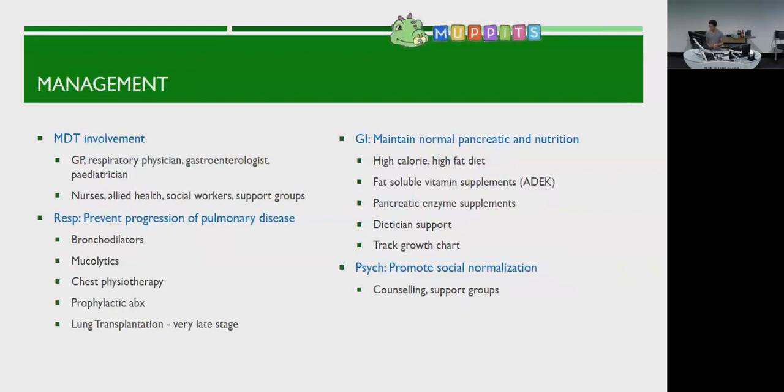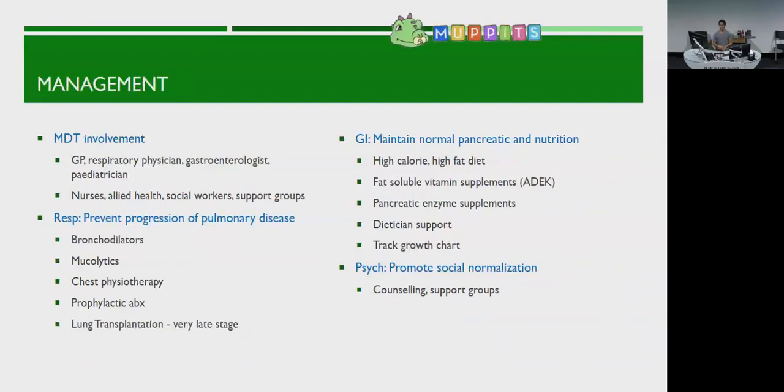In terms of the gastroenterology side of things, we want to optimize their pancreatic and nutritional status. And so giving them a high calorie, high fat diet, because they struggle to absorb that fat, because their pancreas is plugged up with mucus, they're not able to break down fats easily. So we're going to give them a really energy rich meal so that they can absorb as much of that energy as they have, because this is a disease that really eats up a lot of their energy.